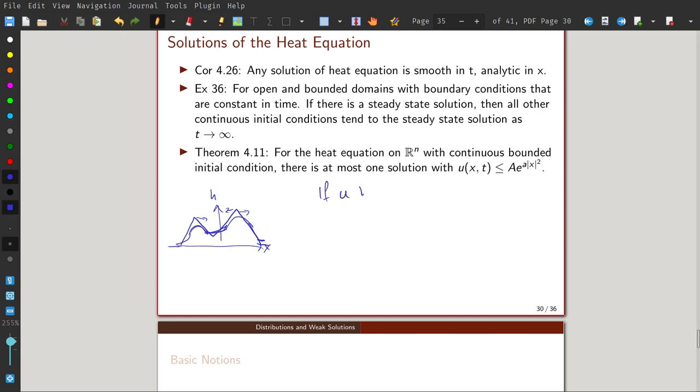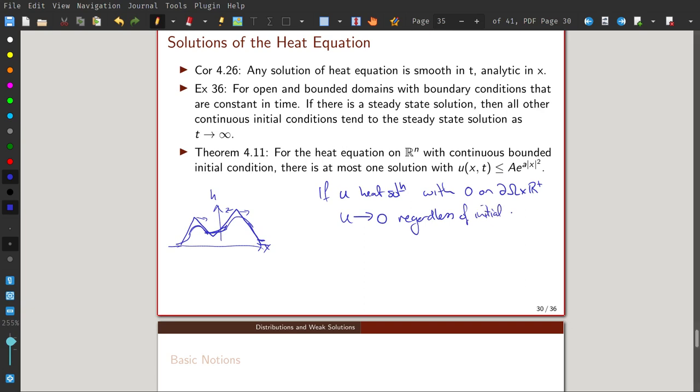And we used that to show that if a solution of the heat equation has 0 on the boundary of the domain, let's say for all time, then u goes to 0 regardless of initial conditions. All right, so no matter what the initial condition h was, you can look up the exercise 36.